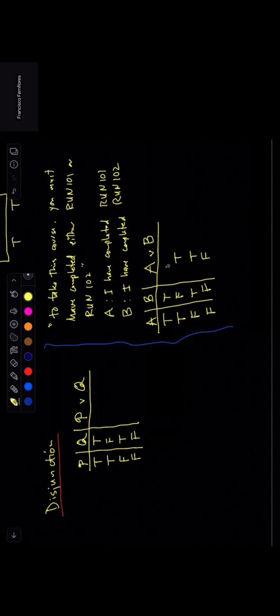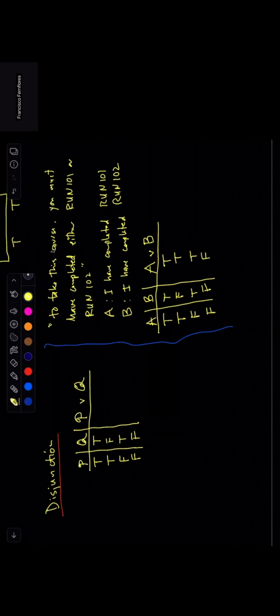Now, the important bit here is this first row. What if I've taken both of them, right? Suppose I took 101 last spring and I took Run 102 in the summer. Well, obviously I satisfy the requirement because the requirement doesn't rule out the possibility that I could have completed both Run 101 and Run 102. So the or in this case is true when they're both true.